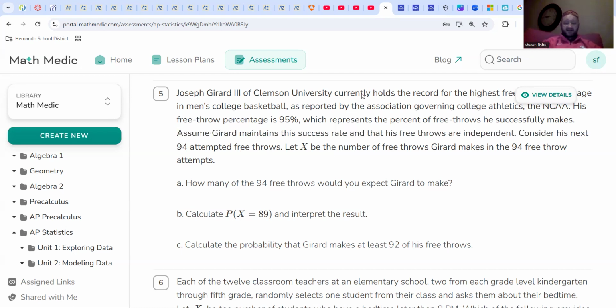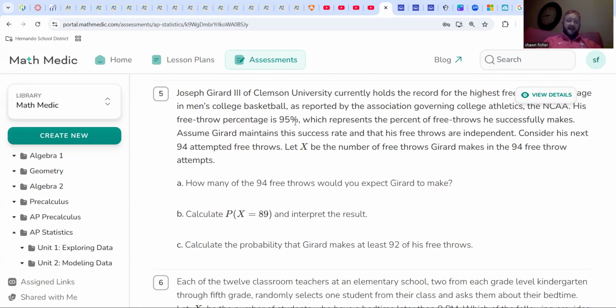Assuming he maintains this, and that free throws are independent, that's all set up for binomial. Consider his next 94. Let X be the number of free throws he makes in the 94 free throw attempts. How many of the 94 do we expect to make?